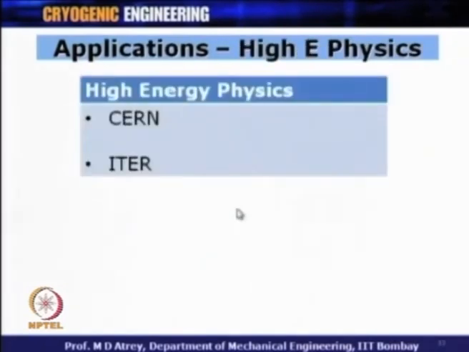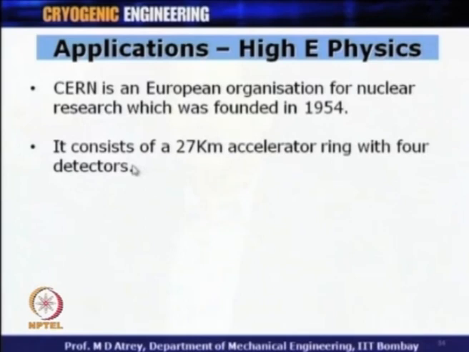And lastly, I would say the recent experiments which most of you have seen at CERN, and now the biggest project on earth, ITER, are important applications of cryogenics in high energy physics. CERN is the European Organization for Nuclear Research, which was founded in 1954. It consists of a 27 kilometer accelerator ring with 4 detectors. Possibly most of you have heard recently the results that came out of CERN.